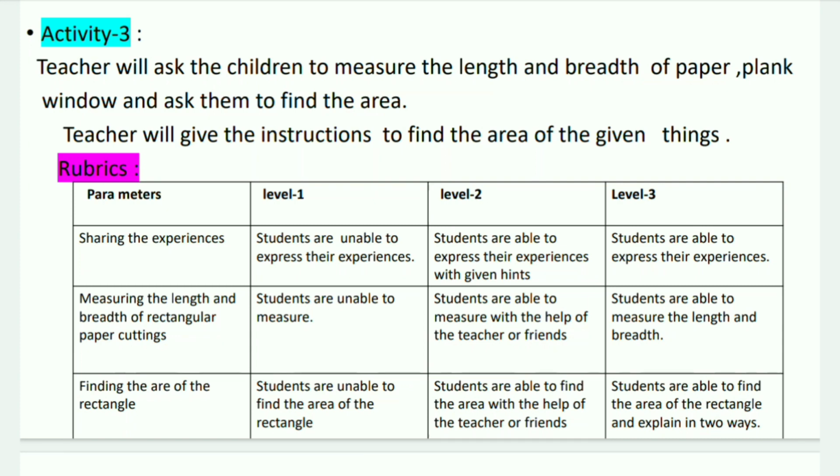Finding the area of the rectangle. Level 3: students are able to find the area of the rectangle and explain in two ways. Level 2: students are able to find the area with the help of the teacher or friends. Level 1: students are unable to find the area of the rectangle.